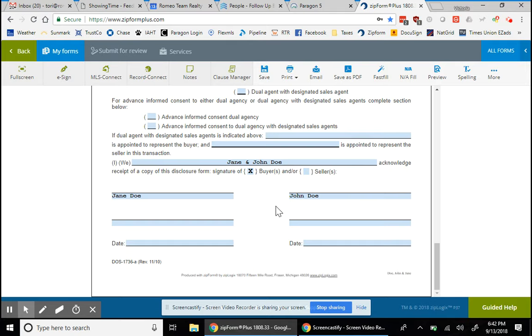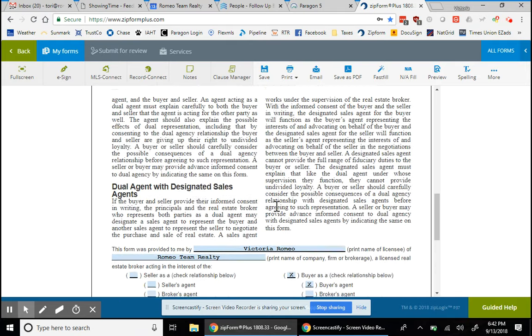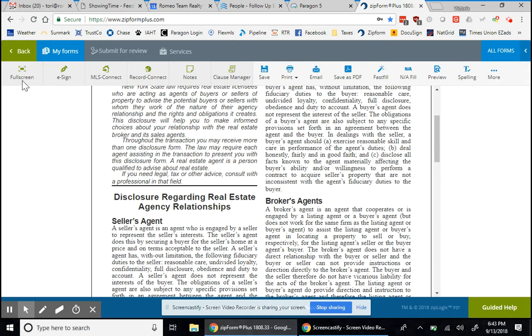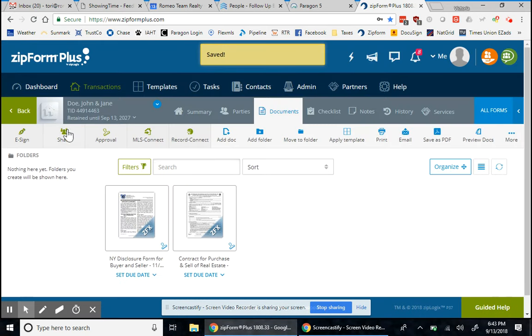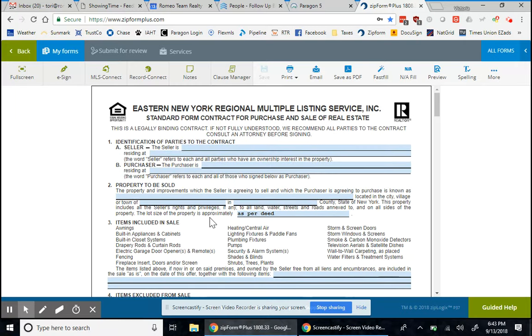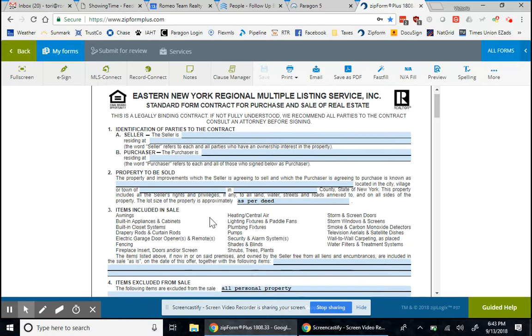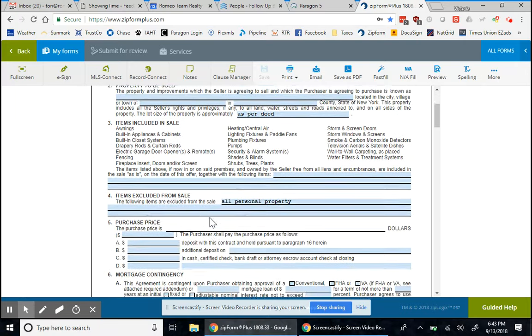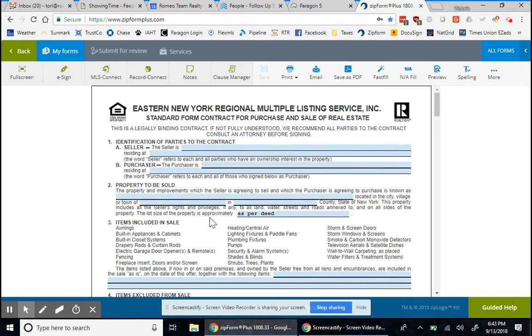This one should be pretty straightforward. I really hope that you've all seen this before. Okay. So the other form is the purchase contract. Okay. So in the purchase contract, I have certain things that are pretty much always filled out.